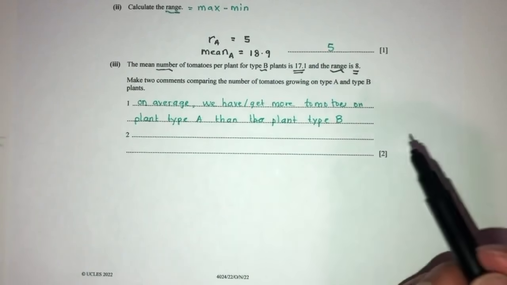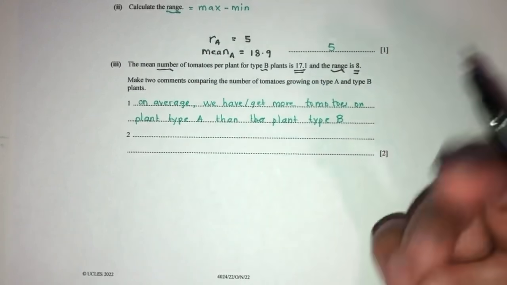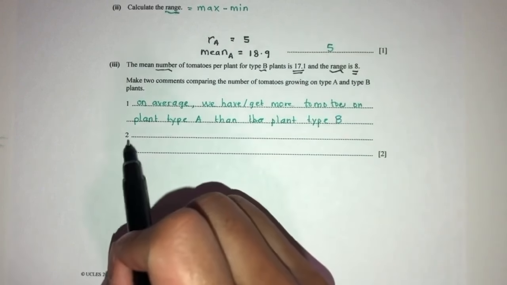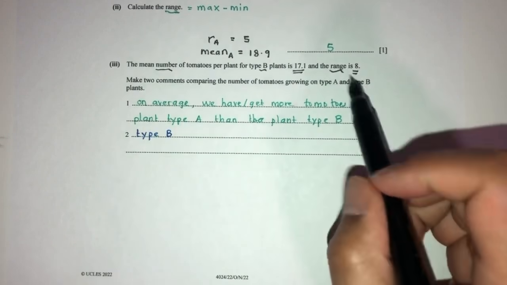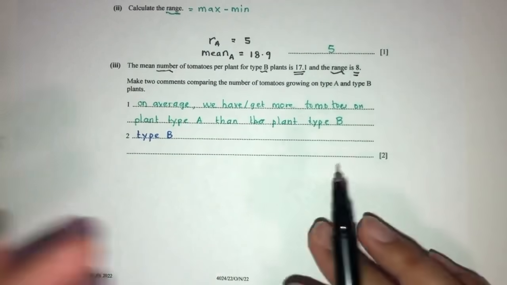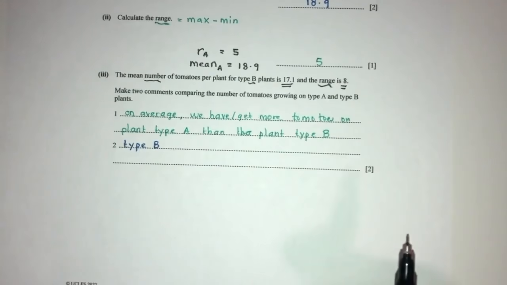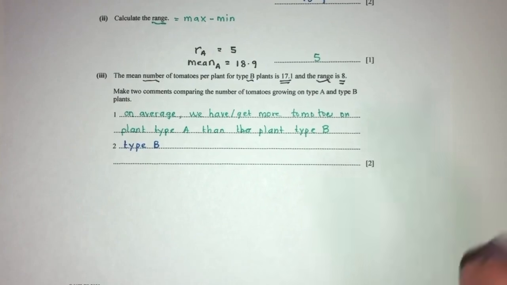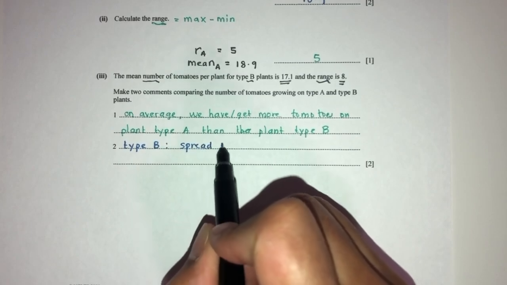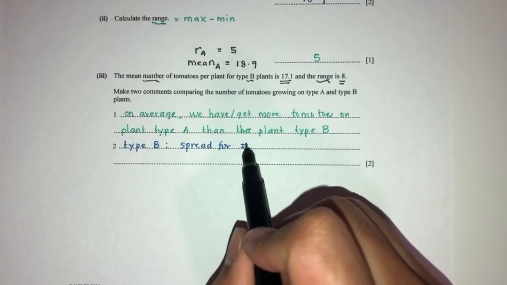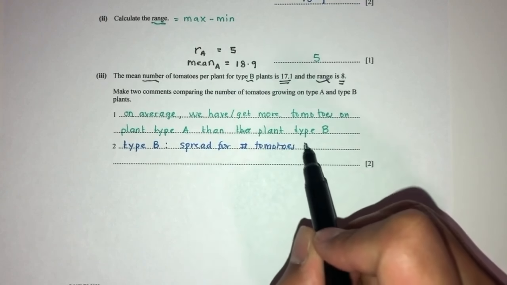Now, comparing the range, which is definitely a measure of spread, you can say that for type B, because the range is wider, 8 compared to 5, the variation of the spread for the number of tomatoes is larger for type B. Or you can say the spread for the number of tomatoes is larger.